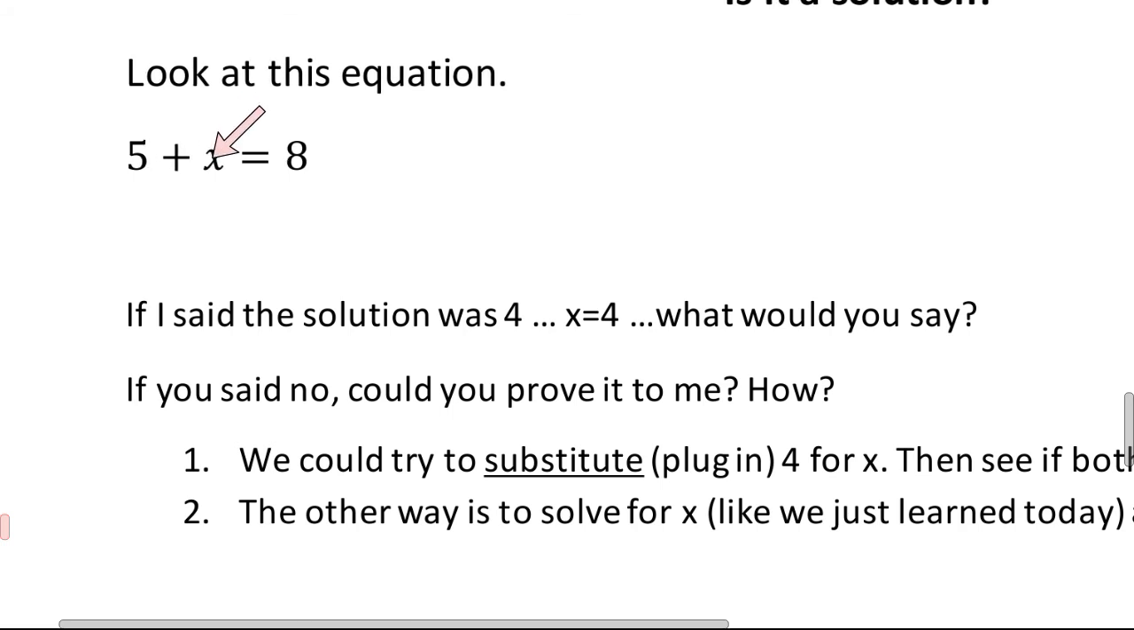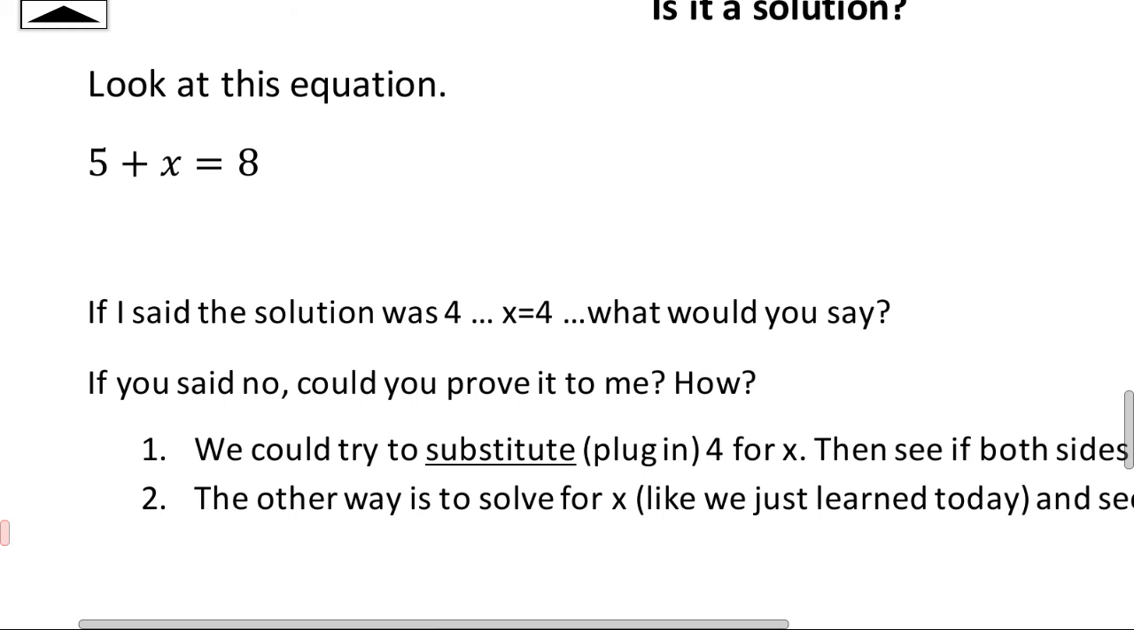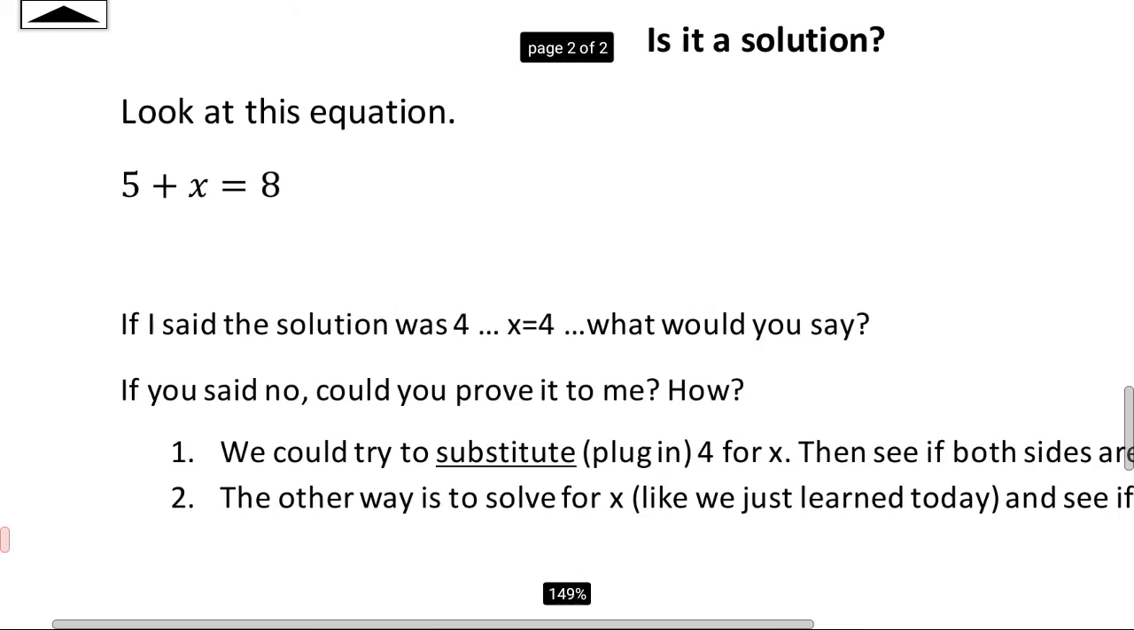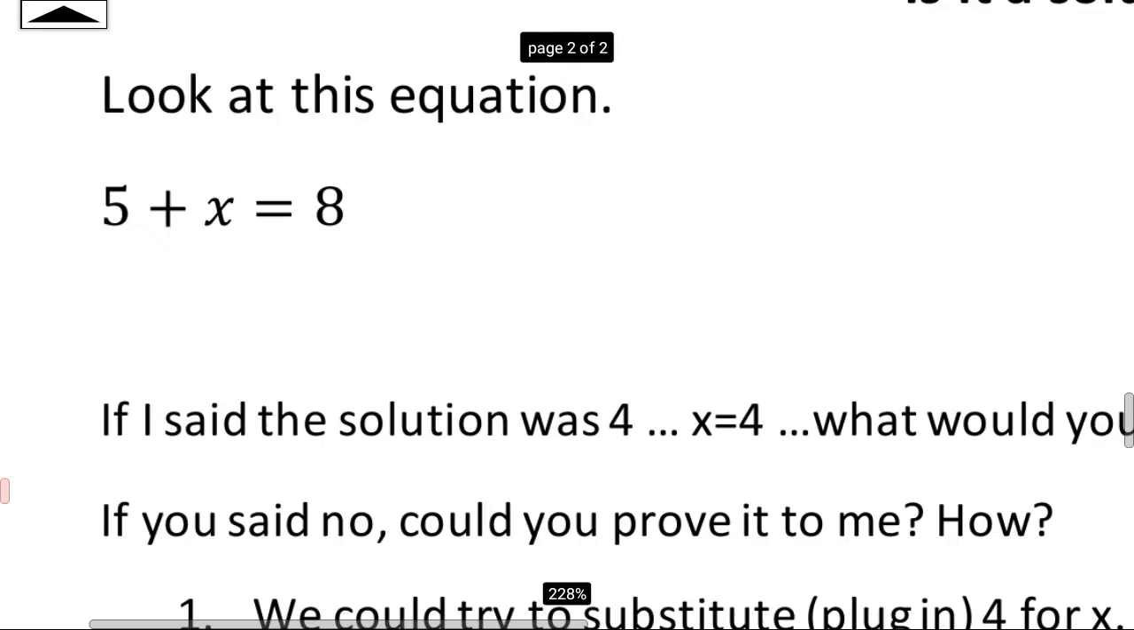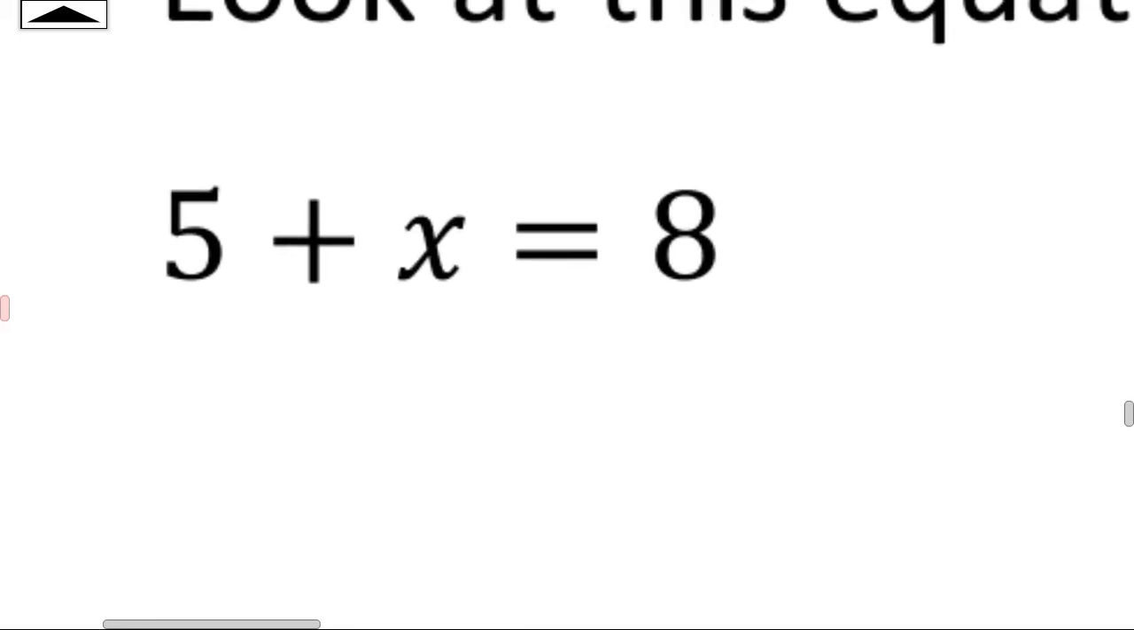5 plus 4 is 9. Does 9 equal 8? Well, that doesn't make any sense. So I would say, nope, 4 is not a solution because when I substitute it in, I don't get a true statement. Okay? So that's the first way we can do it. Substitute it back in, see if both sides are balanced. If not, well, then you know it's not a solution. The other way is just to solve it on your own.